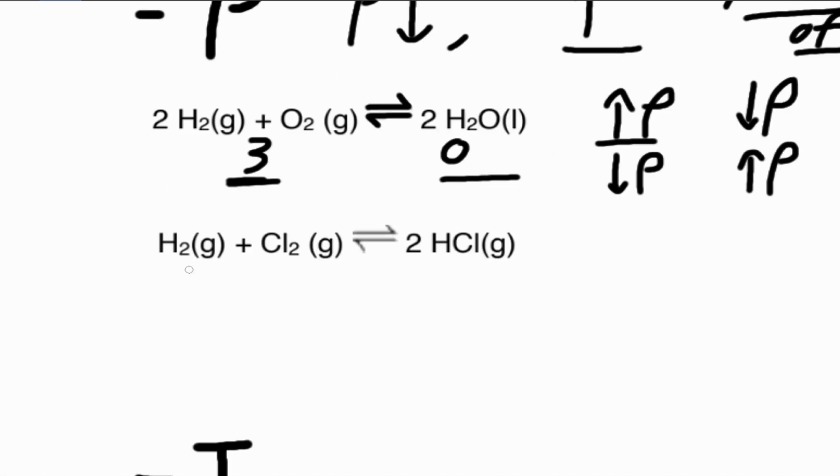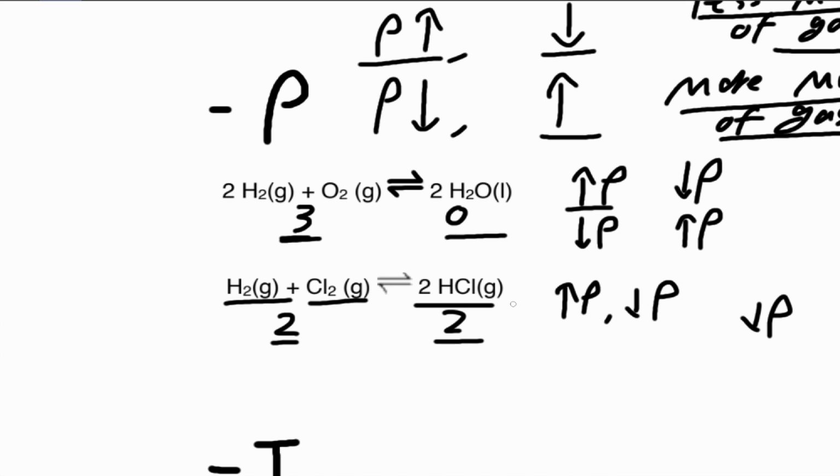Now let's look at another example. In this case, we have hydrogen gas and chlorine gas, and it forms 2HCl gas. Also in this case, we first find the moles of gas on each side. We have 1 mole of hydrogen gas and 1 mole of chlorine gas, so in total we have 2 moles of gas. On the other side, we only have 2 moles of HCl, which is gas. Now those two numbers are the same, so the pressure is not going to favor the reaction on either side.